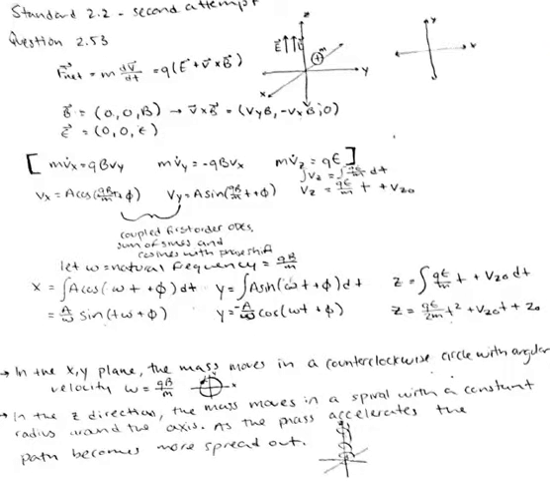This is my second attempt at standard 2.2. I'm going to do question 2.53 of the text. It says a charged particle of mass m and positive charge q moves in uniform electric and magnetic fields E and B, both pointing in the z direction. The net force on the particle is F equals q times (E plus V cross B).